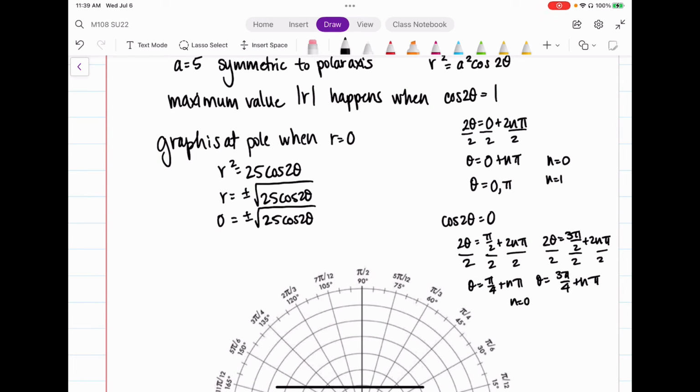If n equals 0, for the first one, we have theta equals pi over 4 plus 0, which is pi over 4. 3 pi over 4 plus 0 is 3 pi over 4. But what about if n equals 1? That's pi over 4 plus pi, which is 5 pi over 4, and 3 pi over 4 plus pi, or 7 pi over 4. That means that the graph is at the pole when theta equals pi over 4, 3 pi over 4, 5 pi over 4, and 7 pi over 4.